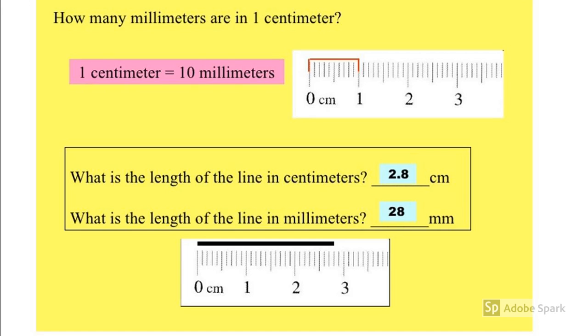This slide shows converting centimetres to millimetres. Again, the reminder that 1 centimetre is the same as 10 millimetres. And here on the ruler at the bottom it says what is the length of the line in centimetres. So it's 2 centimetres and 8 millimetres, 2.8 centimetres, and the length of the line in millimetres is 28 millimetres.